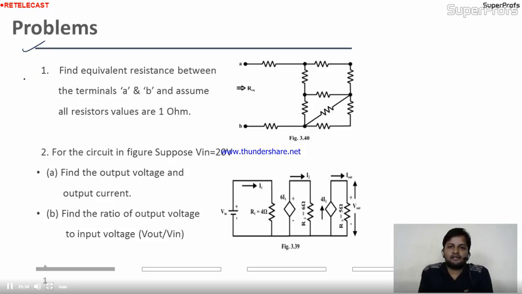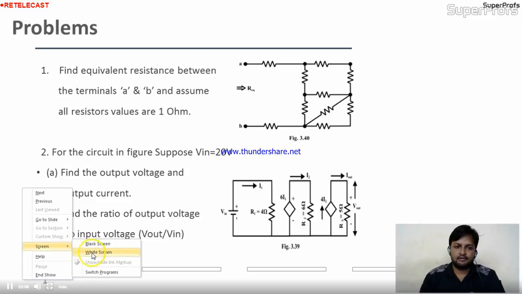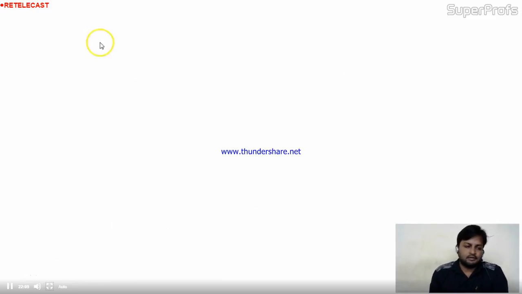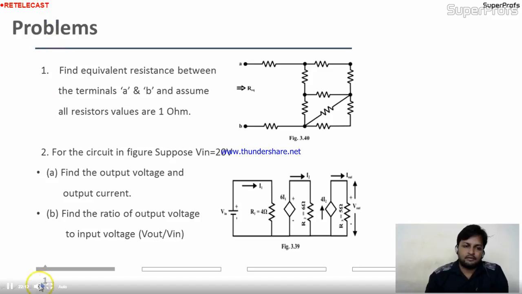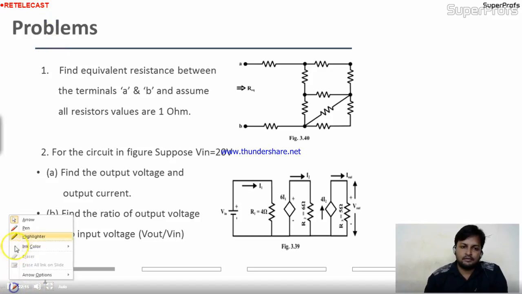So friends, this is all about the theory part. And from now onwards we are switching to the practice session. So the first problem is to find the equivalent resistance between the terminals A and B, and assume all resistor values are 1 ohm. These resistances have 1 ohm, 1 ohm, 1 ohm, like this. I'll draw this circuit on a first page. The circuit is, wait a minute friends.